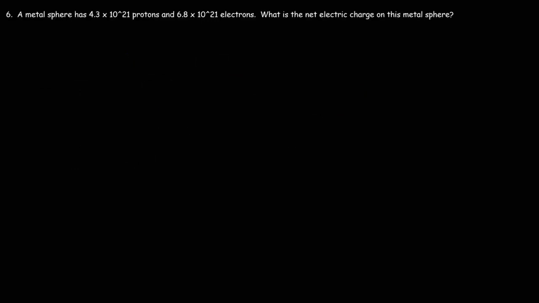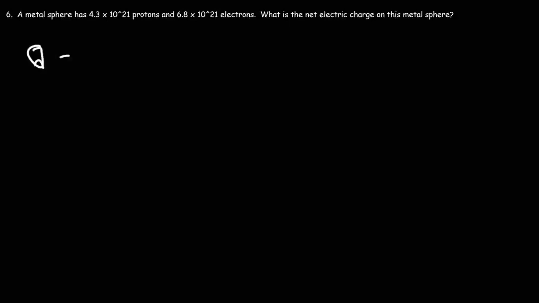Number 6, a metal sphere has 4.3 times 10 to the 21 protons and 6.8 times 10 to the 21 electrons. What is the net electric charge on this metal sphere? In order to determine the net electric charge, we need to know if we have more protons than electrons, or vice versa. In this case, we have more electrons. What we really need to do is determine the excess number of electrons and convert that to electric charge. But there's a simple formula that you could use to get this answer quickly.